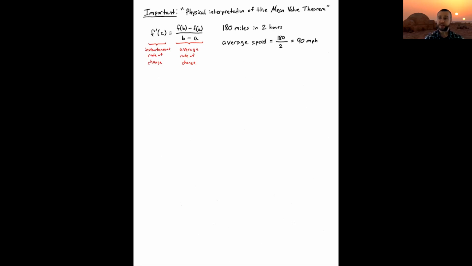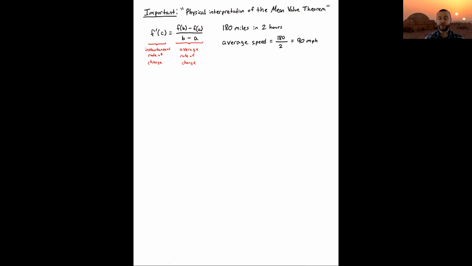All right, so let's just keep in mind a simple example here to give a physical interpretation. Let's say you traveled 180 miles in 2 hours. Your average rate of change, or average speed, would then be 90 miles per hour. 180 miles divided by 2 hours. Now there's a few possibilities for traveling 180 miles in 2 hours. You could just travel at a constant 90 miles per hour for 2 hours. That would be how you cover 180 miles in 2 hours.